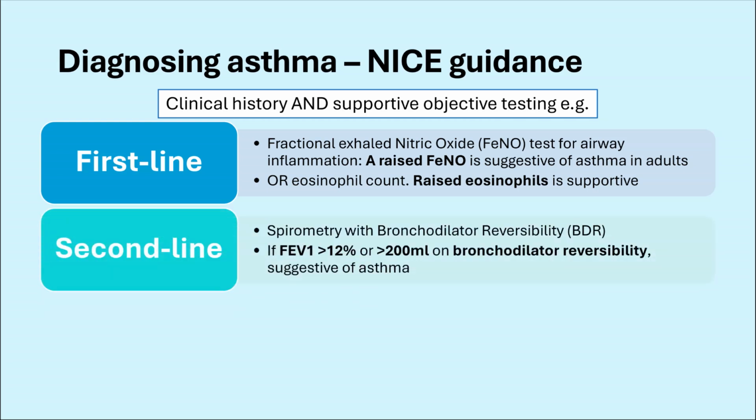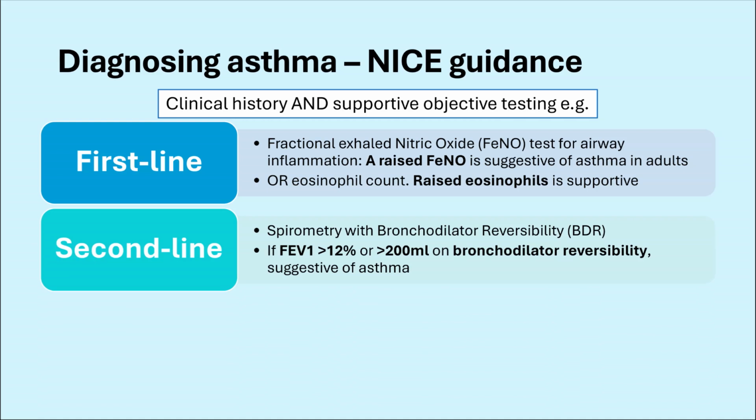If these are negative but you still have a high clinical suspicion, you can do a spirometry with bronchodilator reversibility. Essentially, you give someone salbutamol and measure the spirometry before giving salbutamol and after giving salbutamol. And if the FEV1 increases by 12% or by 200 mL, this will support the diagnosis of asthma. Don't ask me where they got those numbers because I don't know.